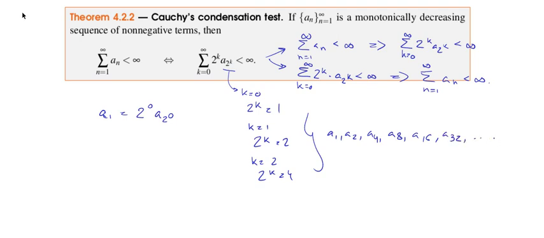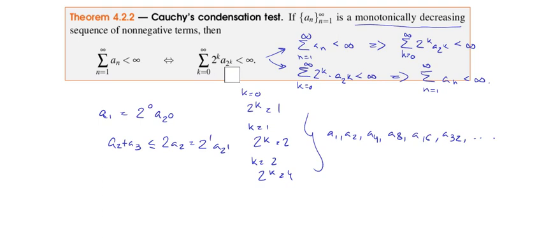Okay? So a sub 1 is equal to 2 to the 0 times a sub 2 to the 0, right? Now, a sub 2 plus a sub 3 is smaller than 2 times a sub 2. Why? Because the sequence is monotonically decreasing, right? So a sub 3 is going to be smaller or equal than a sub 2. So if you add a sub 2 to both sides, you have this inequality. And we can rewrite it like this: 2 to the 1 times a sub 2 to the 1, right?